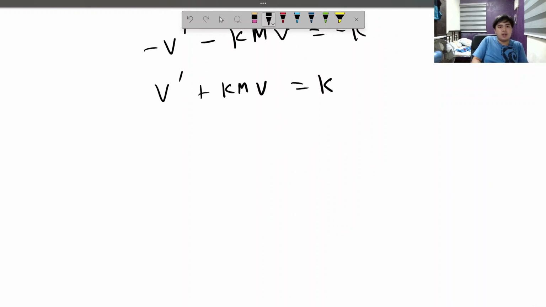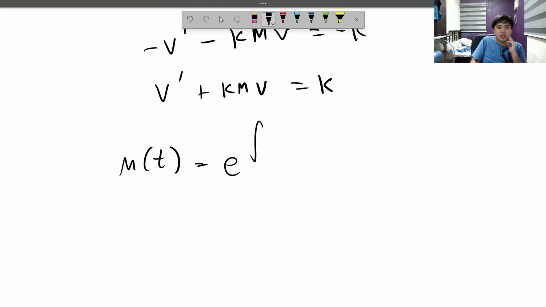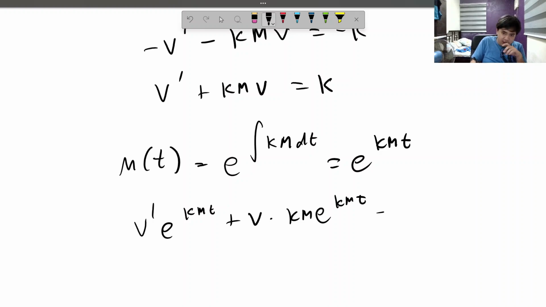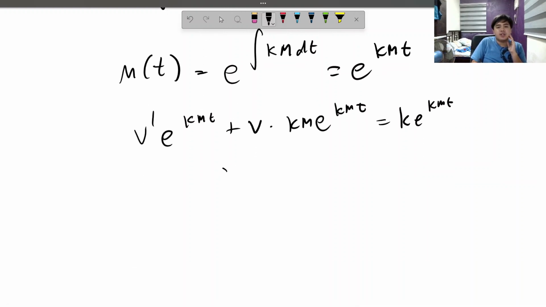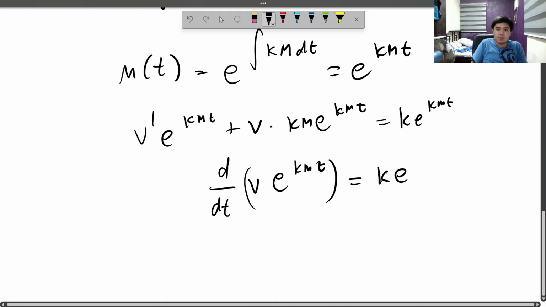And then we need to find the mu, or the integrating factor, with respect to t. So e to the power km is the p of t here. So it's e to the kmt, that will be our integrating factor. So v prime times e to the kmt plus v times km e to the kmt equals k e to the kmt. On the left side, this is just a product rule thing. So v e to the kmt. If you know your product rule, you will get this. So that's good. On the right hand side, we just copy it.